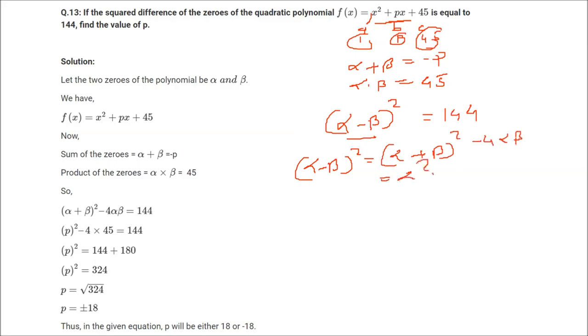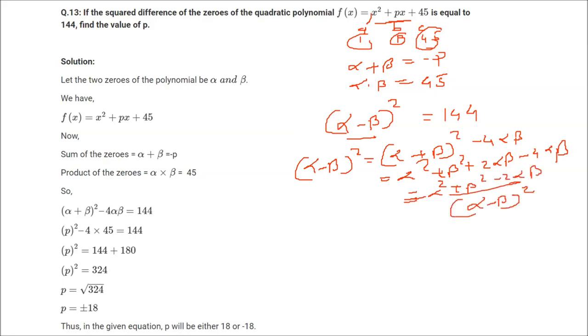Alpha square plus beta square plus 2 alpha beta minus 4 alpha beta. And that comes to alpha square plus beta square minus 2 alpha beta. And this is nothing but alpha minus beta whole square. So that is how we can write this in the form of this. Why have we written alpha minus beta in the form of alpha plus beta and alpha beta? Because we know the values of these. We just found out the values. Now just put the values here.